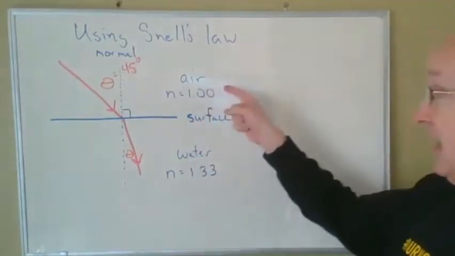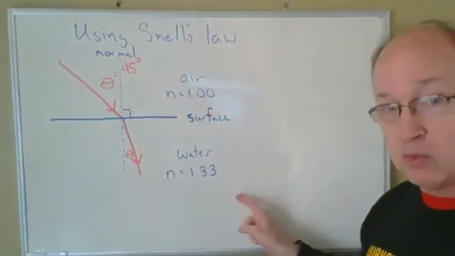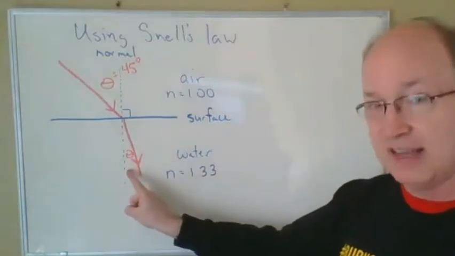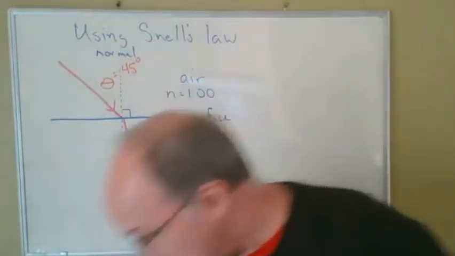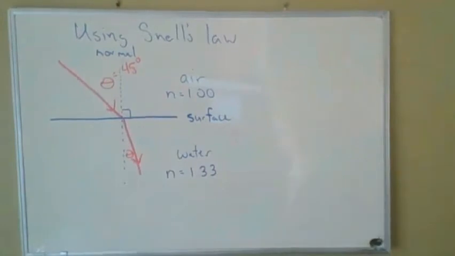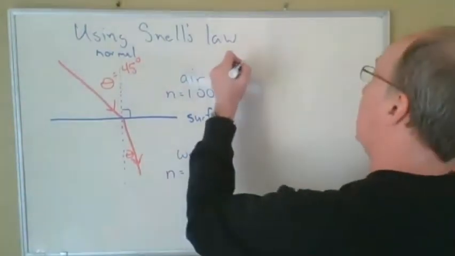All right. The n in air is 1. The n in water is 1.33. We want to know, what is this angle? Well, that's where Snell's law is going to come into play. So what is Snell's law? I'll write it down up here.